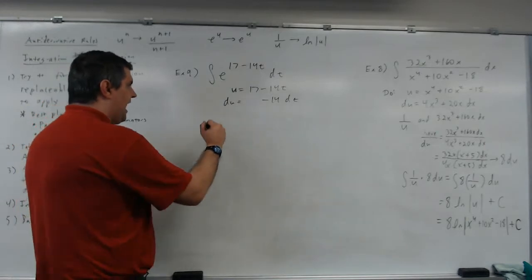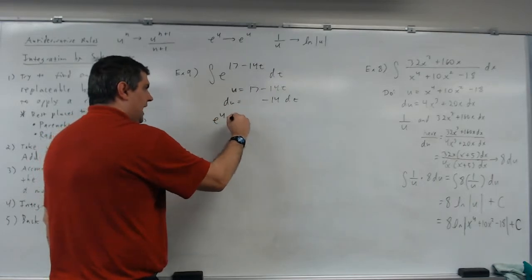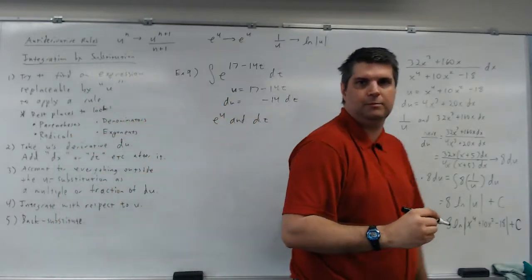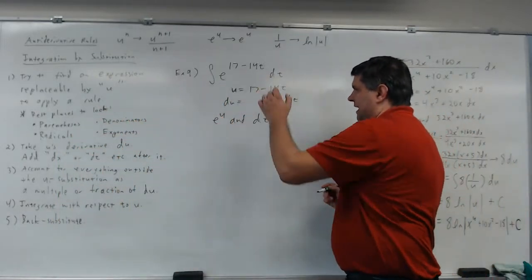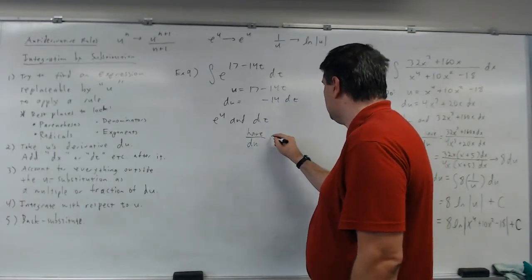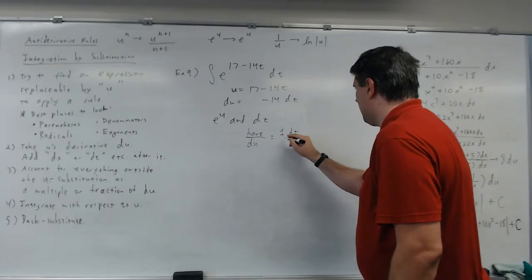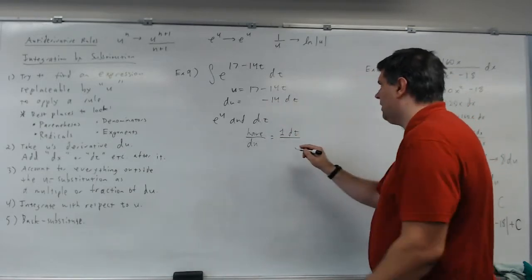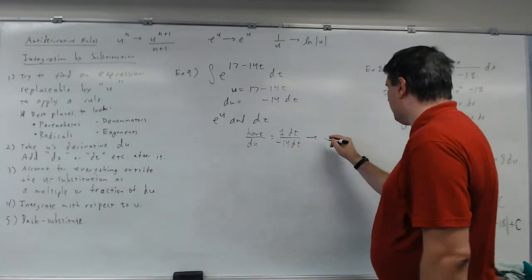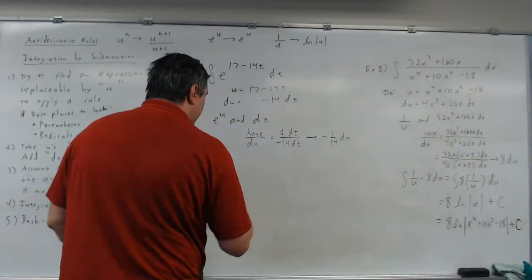Okay? So what I have under here is e to the u and dt. That's what I have. Okay? I've got e to the u and dt. So have over du, that's good. I have 1 dt. The actual du is negative 14 dt. So this would become negative 1/14 du. Okay, so that's the rule I'm going to follow.